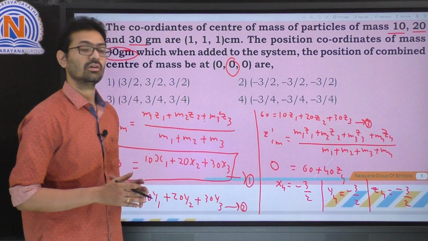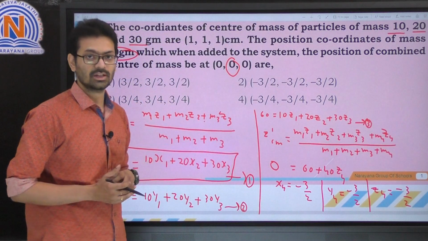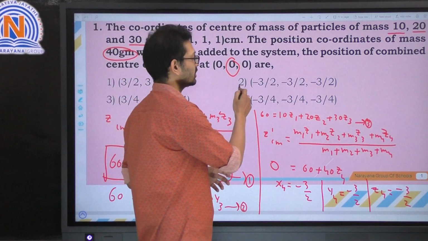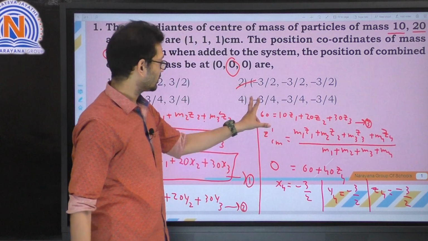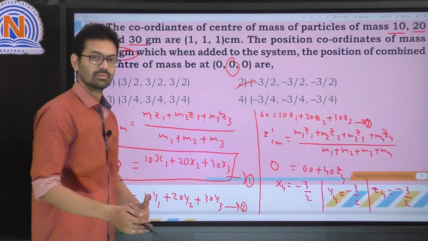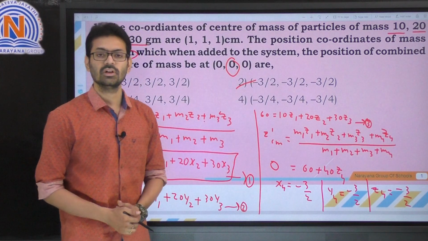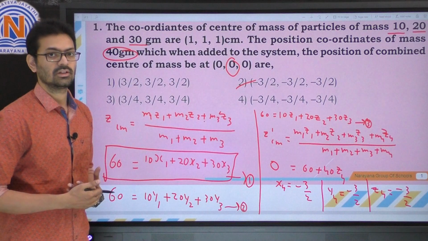These are the coordinates of the addition of this new 40 grams of mass. So that is option number 2. Minus 3 by 2, minus 3 by 2, minus 3 by 2. Option number 2. Right? Hope this is helpful. Let us go into the next problem.